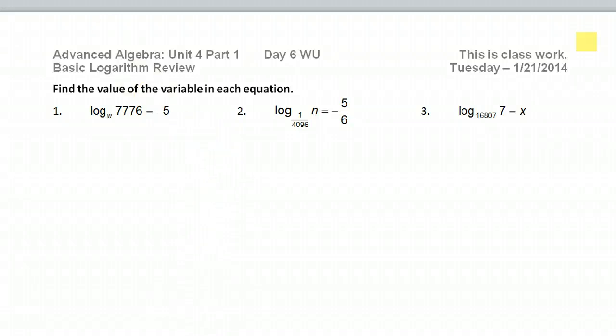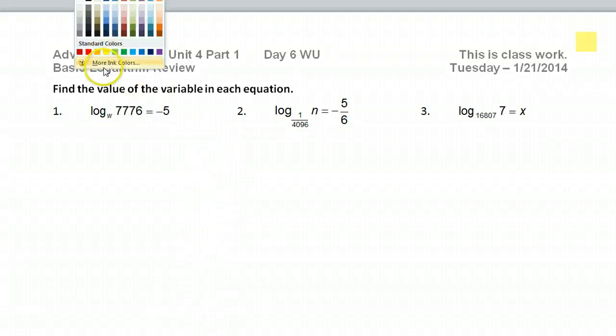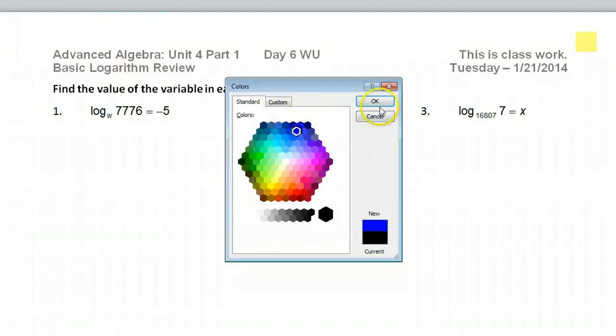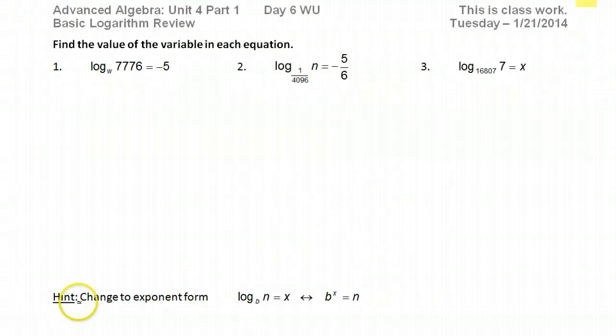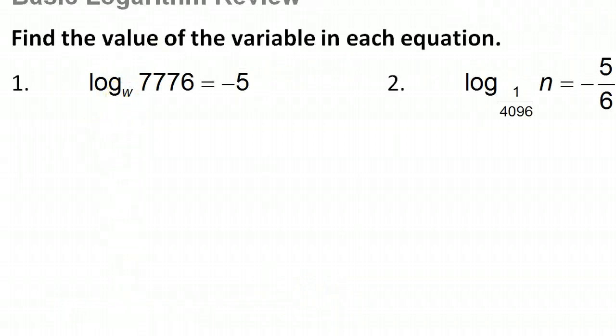Alright, this warm-up is going to be about finding the variable in a log expression. You see this little hint down here at the bottom that the key is going to be changing the expression to that other form. So you're given the problems in log form, but you're going to want to rewrite them in exponent form. Looking at number 1, I recommend that you always start with the base.